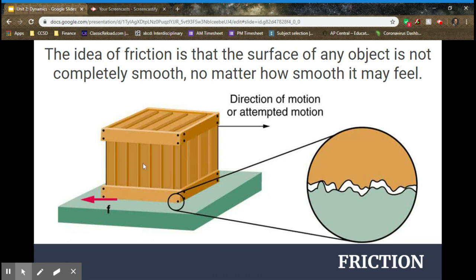So might this box right here, but if we look at these two surfaces at the microscopic level, you'll see that the surfaces are not smooth. They actually have little jags, bumps, and stuff like that. And so if an object tries to move, all of these indentations and bumps are bumping into each other. That's what friction is. Friction helps us understand the resistance to motion because of this very situation.